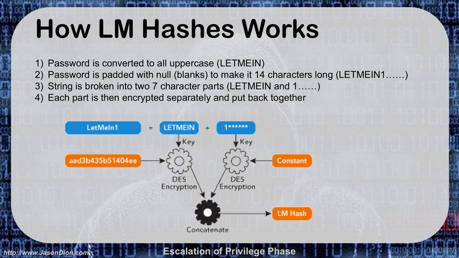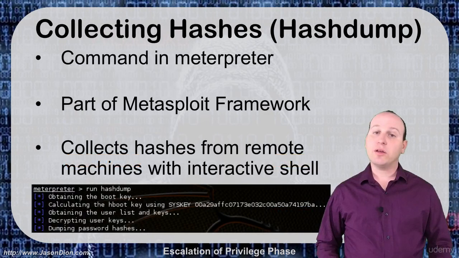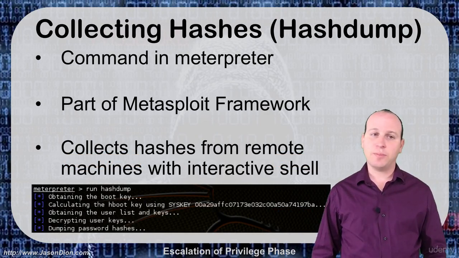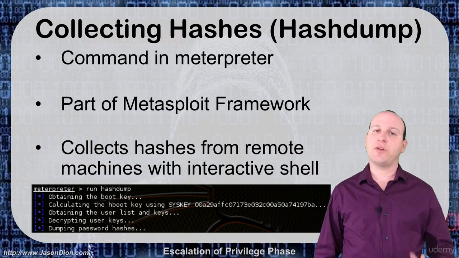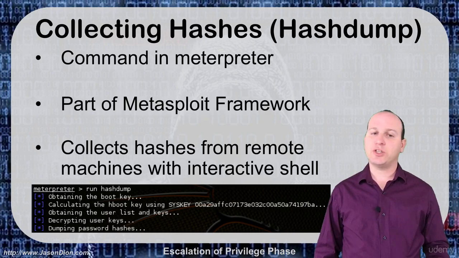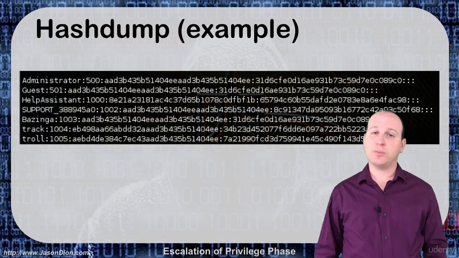So what is that going to look like in the real world? Well, here's a hash dump of a system. Inside Meterpreter, we use the command hashdump. It's part of the Metasploit framework and allows us to collect the remote hashes off that remote system using an interactive shell. Notice here we'll just run the hashdump and we'll be able to get the system key back.